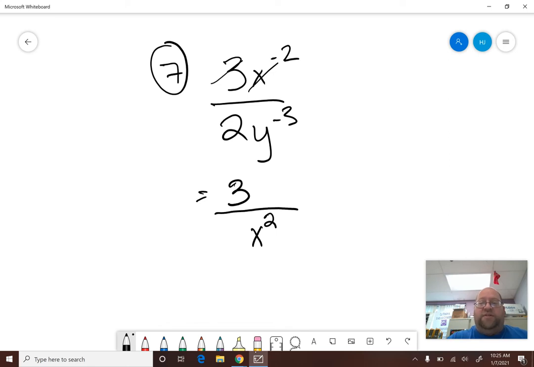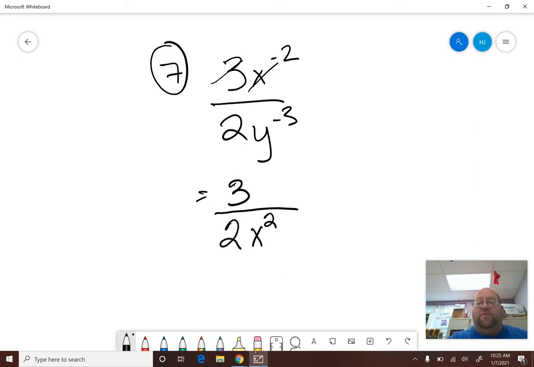Now, what about this 2? Does it need to stay or does it need to go? Well, actually, it needs to stay because, again, there's no parentheses, so this negative 3 is not being applied to it. The negative 3 only applies to this y, okay? So what I'm going to do is I'm going to go ahead and leave the 2 where it is.